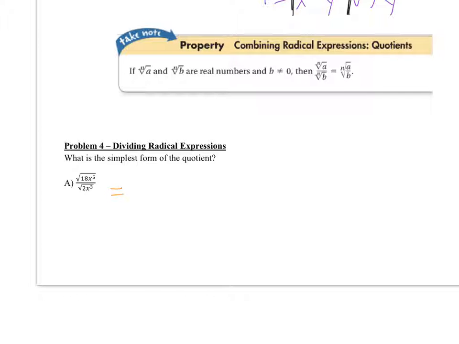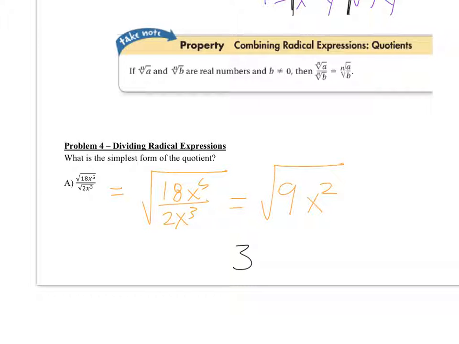So I could rewrite this as the square root of 18x to the 5th over 2x cubed, which is the same thing as the square root. So I do 18 divided by 2 would give me 9. x to the 5th divided by x cubed, there's more x's on top, would be x squared. So now my final answer, I can take the square root of 9, and that's 3, and the square root of x squared is x, but remember I need to have my absolute value right there to make sure that it's a positive number. So that's all I have to do when I have that.